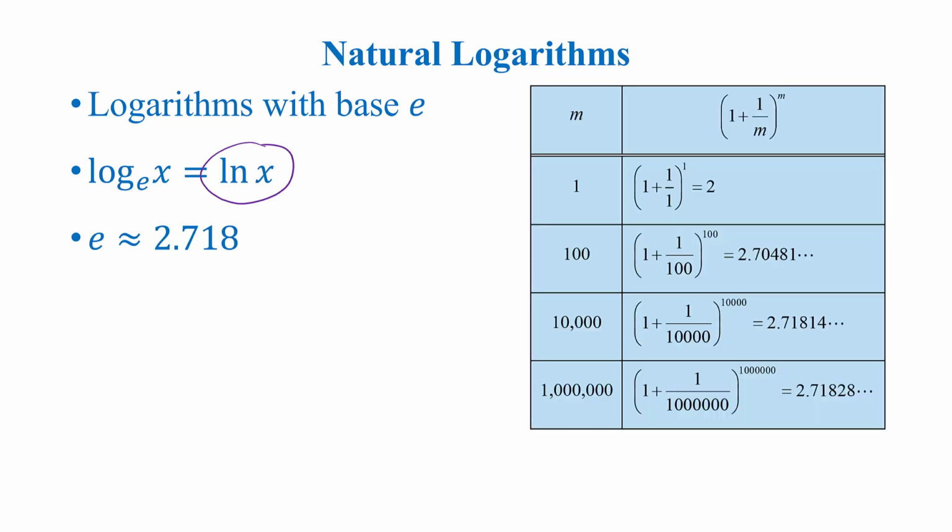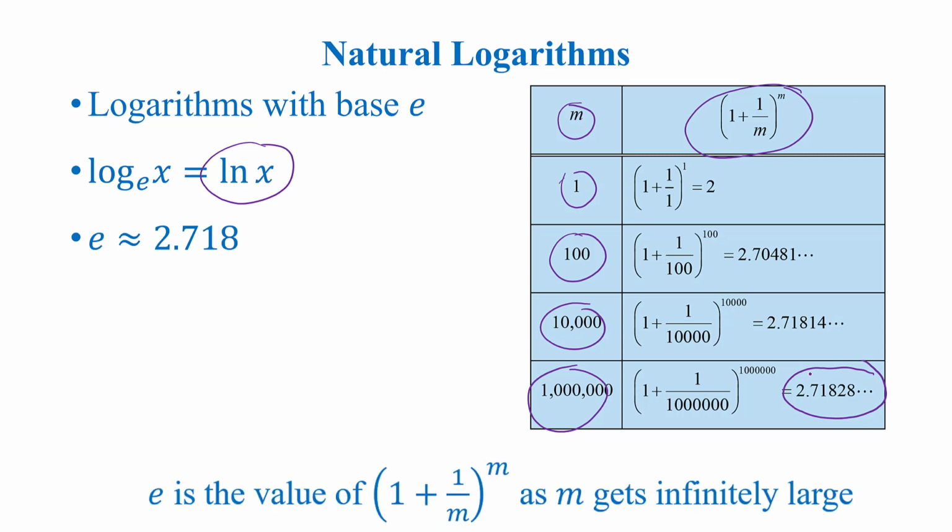Where this number comes from, if we take values for m and plug these values into 1 plus 1 over m raised to the power of m, say we start with 1 and we get bigger values of m, 100, 10,000, 1 million, we can see that 1 plus 1 over m raised to the power of m is approaching the true value of e. At this point, we have about 2.71828, and if we were able to continue with larger and larger values of m, eventually we would approach the actual value of e.